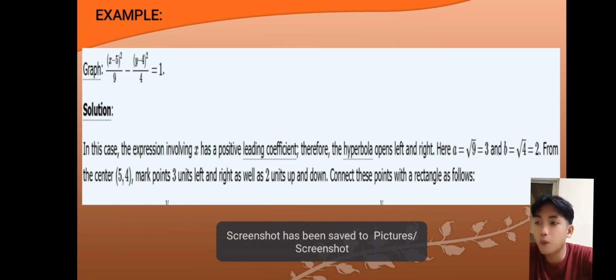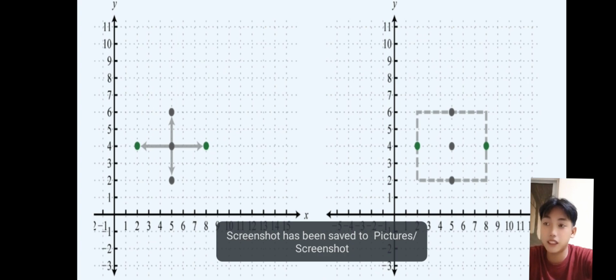Then mark points 3 units left and right as well as 2 units up and down. Then connect these points with a rectangle. So after marking these points, we can see in the graph that connecting these four points forms a rectangle with these first four points.